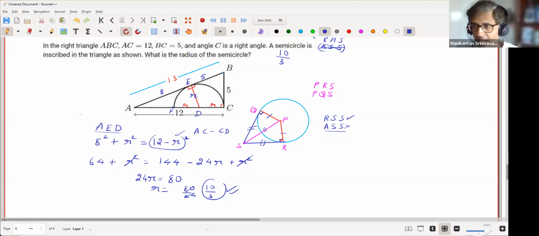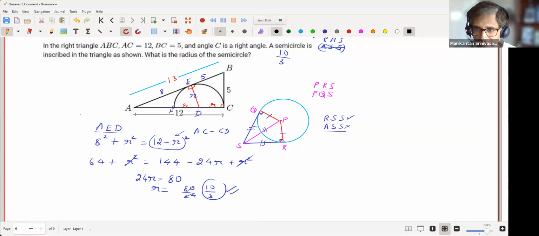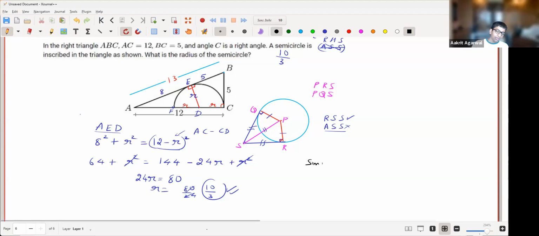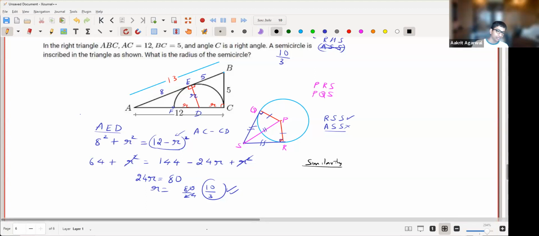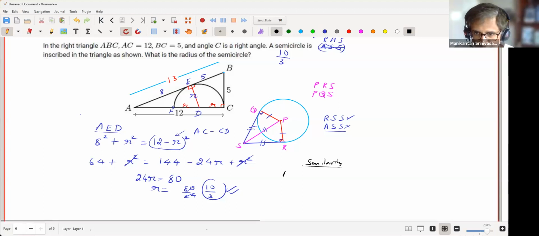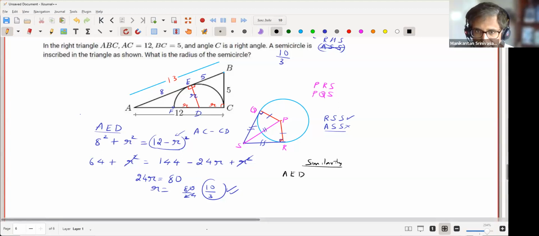Excellent. Okay. Does everyone understand what Arnav is doing? So Arnav is using similarity. So this is one way. But which angles are similar? Like the 90 degrees is there, but then how do you know the other one? So the two triangles are AED and ABC.